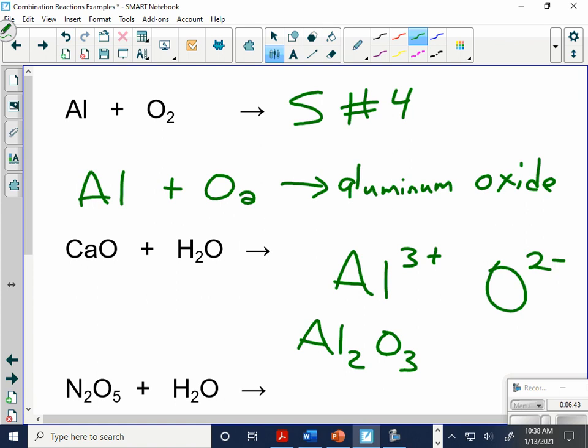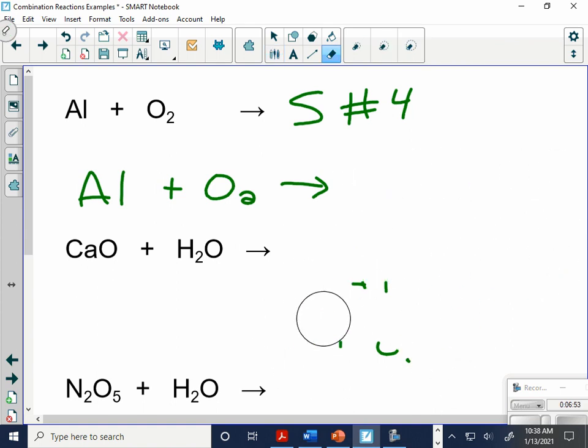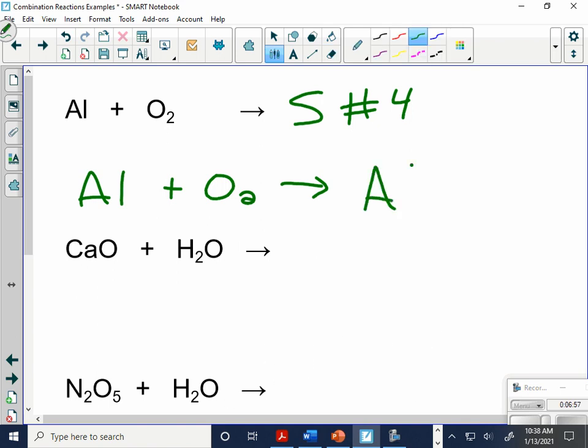So now, here is what is being produced. I'm going to come back up here and clean this up. And I'm going to write here that this is producing Al2O3. So now I have my skeleton equation. Am I finished? No, because I need to balance this.